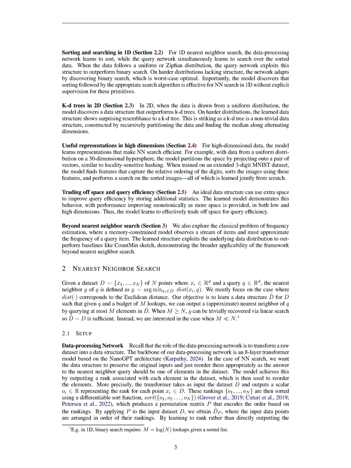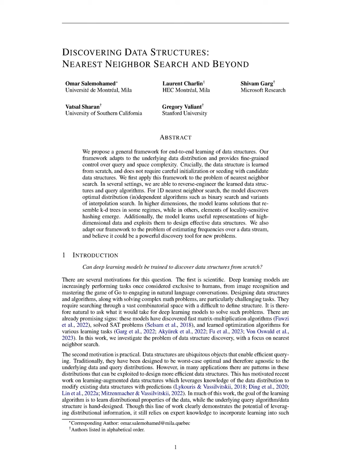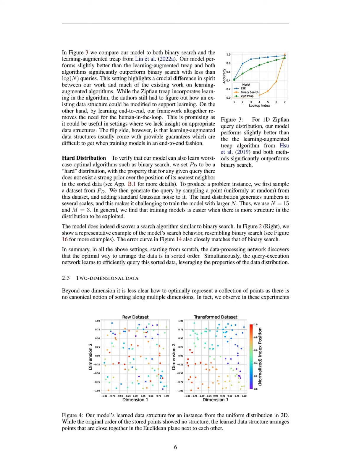During experimentation, one significant limitation encountered was the model's performance on hard distributions, where the nearest neighbor's position in the sorted data lacked a strong prior, making it challenging for the model to learn effective search algorithms. This resulted in the model discovering a search algorithm similar to binary search, which, while effective, may not be optimal in all scenarios. Additionally, the end-to-end learning framework, while promising, lacks the provable guarantees that traditional learning-augmented data structures provide, which could be critical in applications requiring reliability and predictability.